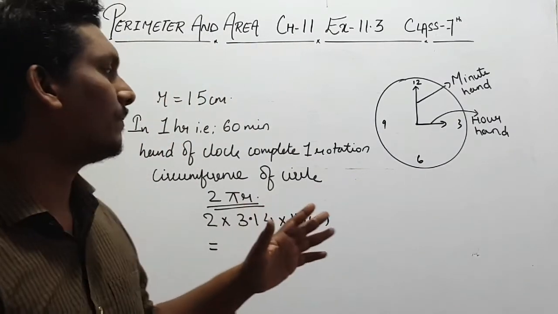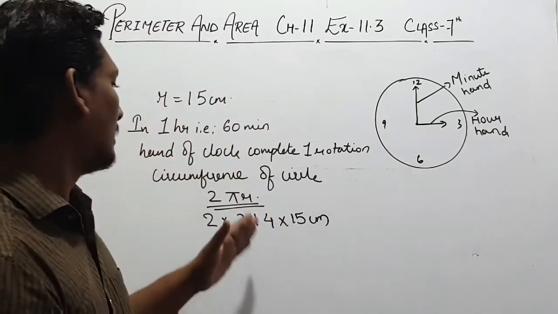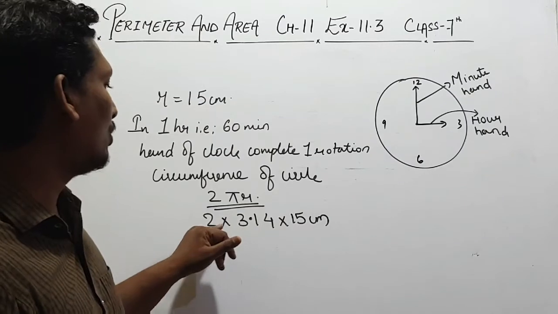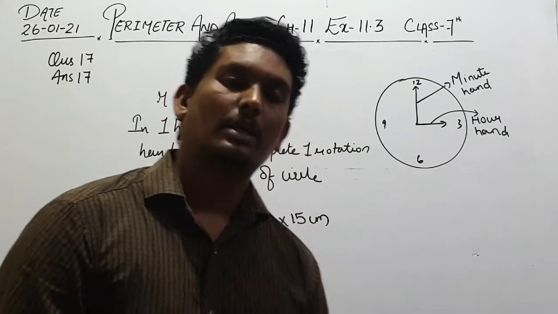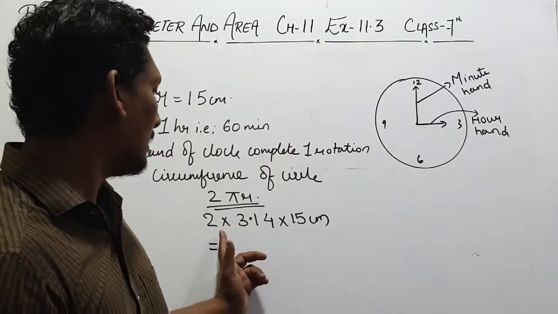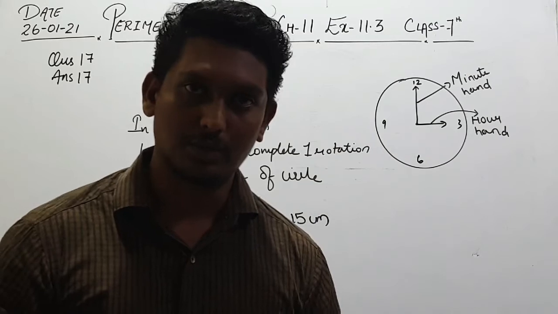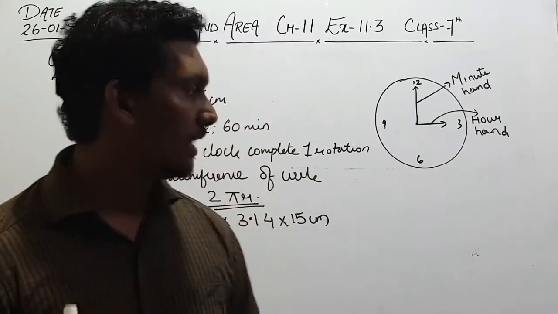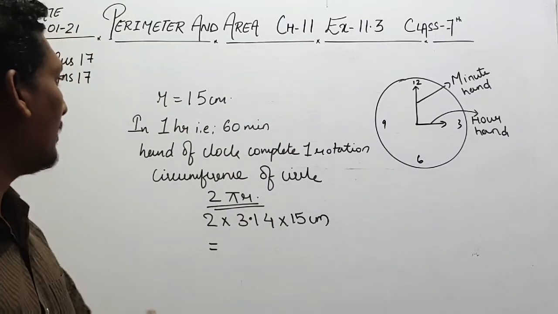So in 1 hour, how much distance will it cover? Just multiply 2 into 3.14 into 15 centimeter. Just calculate it and you will get the final answer for this question. Okay, hope it is clear to you. Once again I am going to tell you. The radius is given as 15 centimeter.